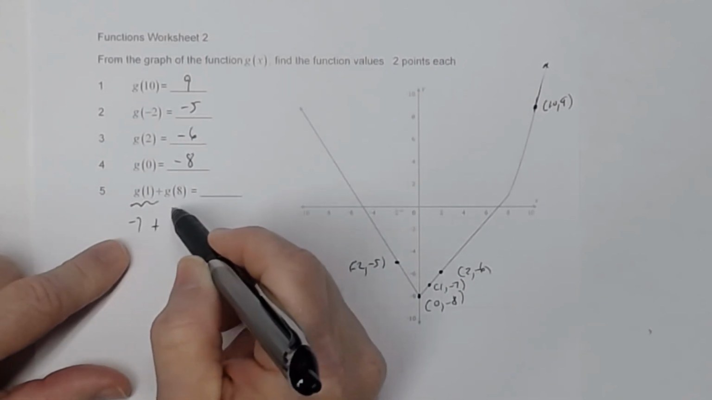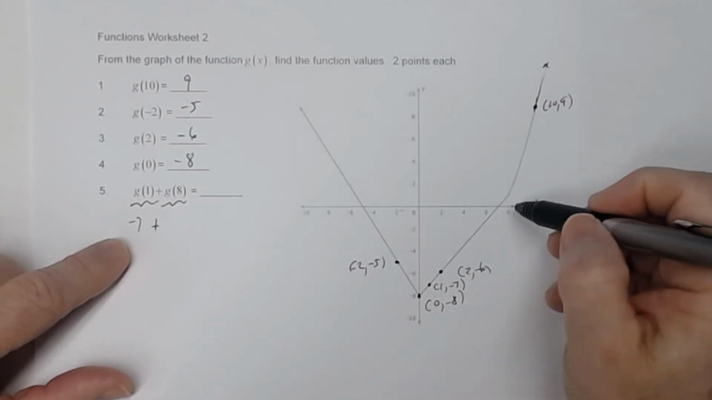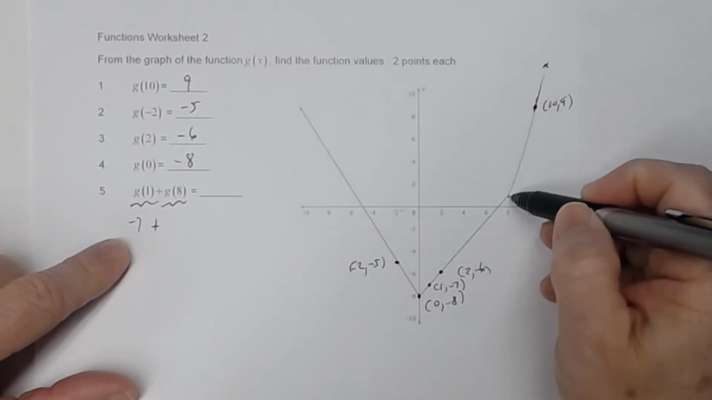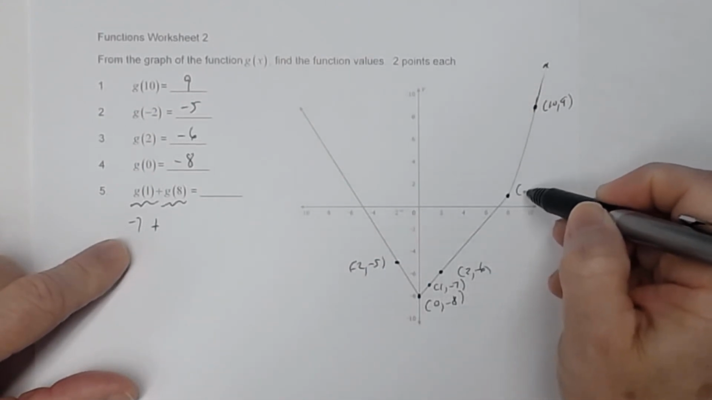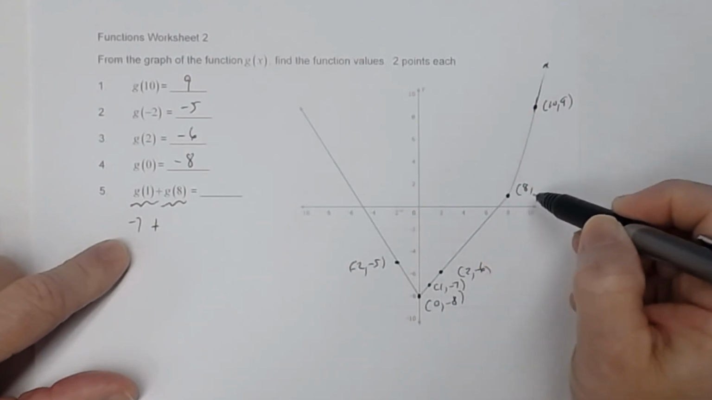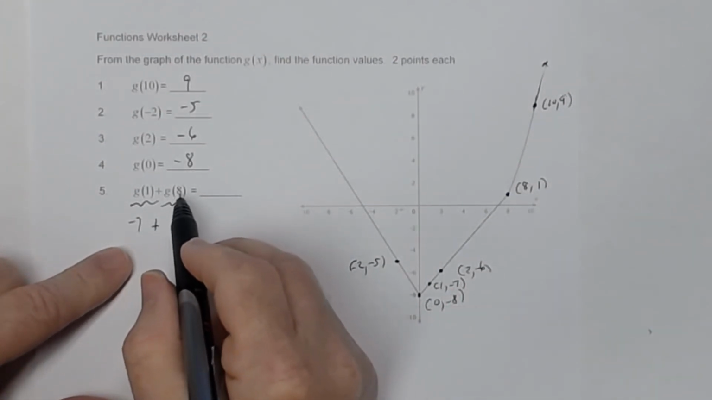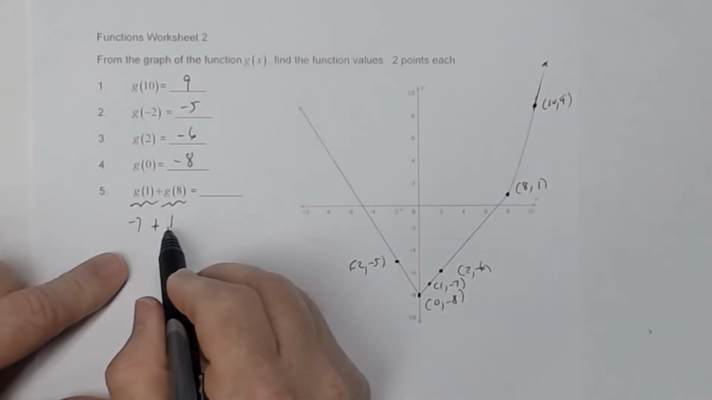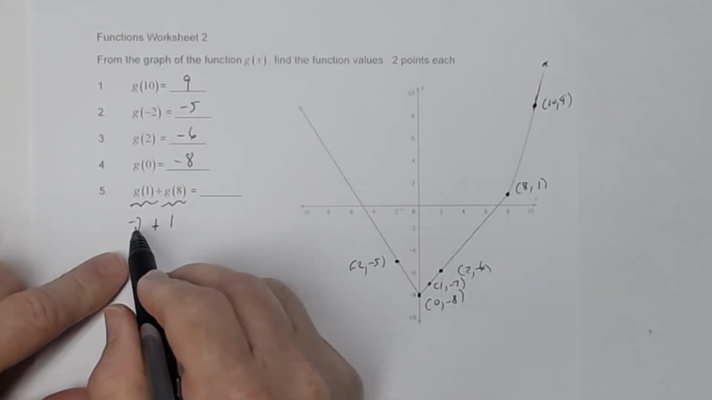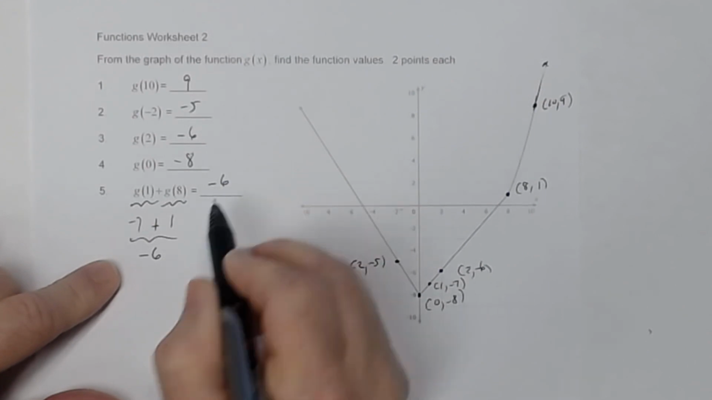Then I'm going to add that to whatever g of 8 is. So g of 8 is going to be this point here. So that's the point of the graph where x is 8. My y value, though, is going to be 1. So when x is 8, my y value is 1. So then I'm going to add those two numbers. Negative 7 plus 1 is going to be negative 6. And so that goes here.